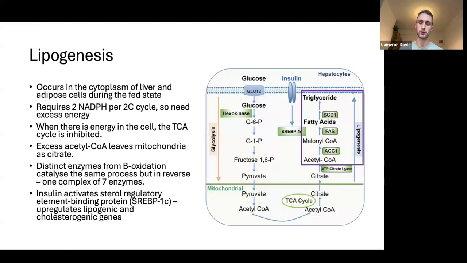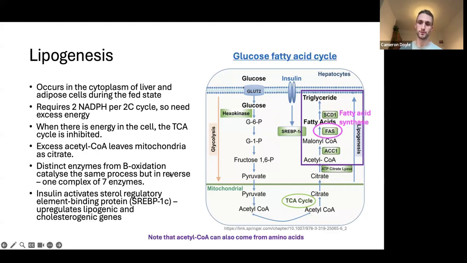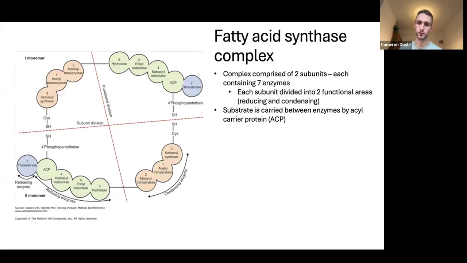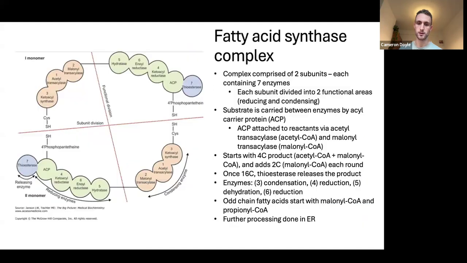Lipogenesis occurs in the liver and in adipocytes. As we mentioned, the excess acetyl-CoA will leave the mitochondria as citrate, and then a distinct enzyme called fatty acid synthase, which we've got a brief slide on, will basically build up those fatty acid chains. It's essentially a reverse process, and there's your malonyl-CoA, which we mentioned before. This is the fatty acid synthase. We're just going to briefly go over this, but there's a big complex of lots of different enzymes, essentially.